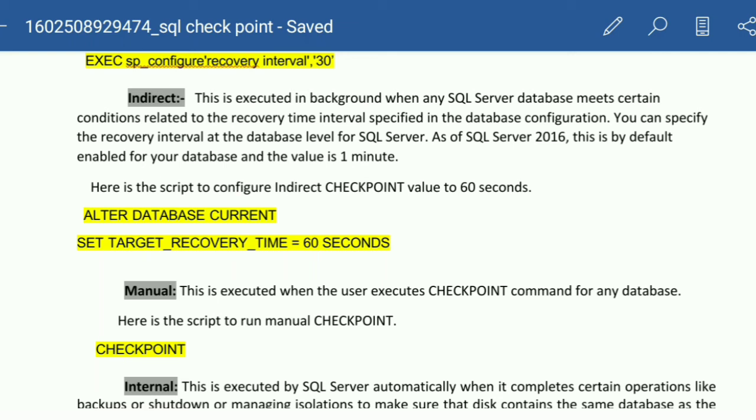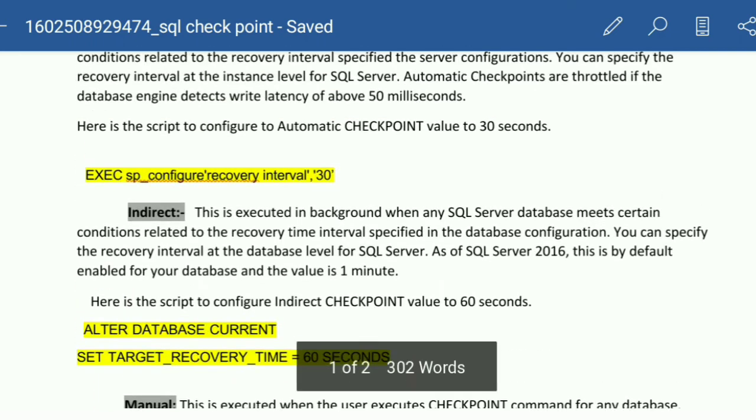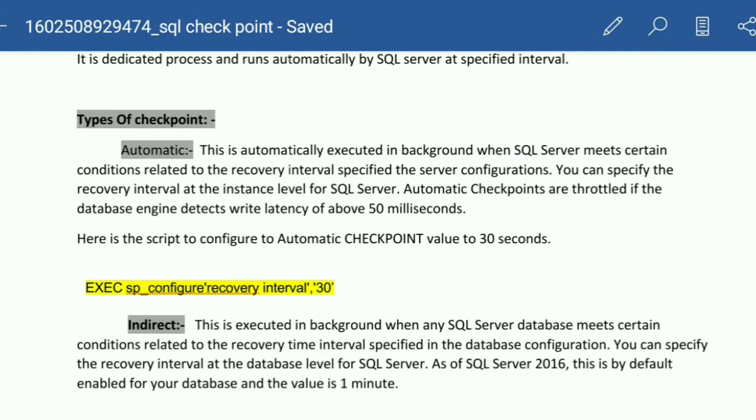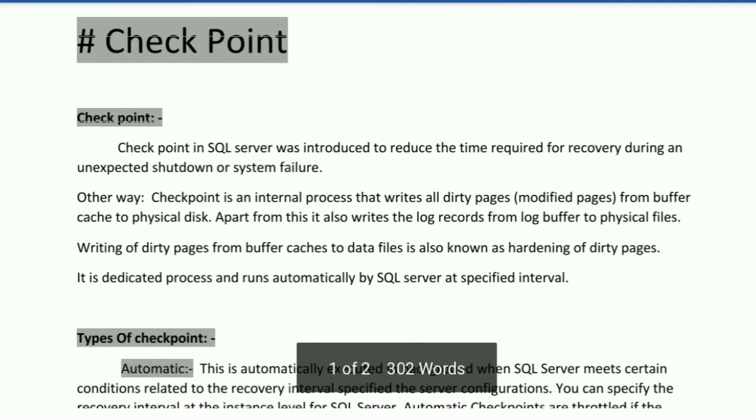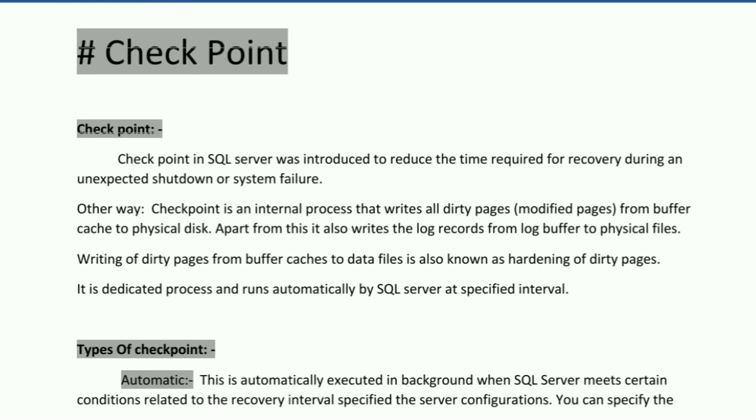I think indirect checkpoint was introduced from SQL 2012; earlier it was not there. And the automatic one, as I said, is an automatic process executed in the background, right? So this is a bit about the checkpoints which I have explained: what a checkpoint is, how it happens, what the benefit of a checkpoint is, and what types of checkpoint occur in the SQL Server database engine.